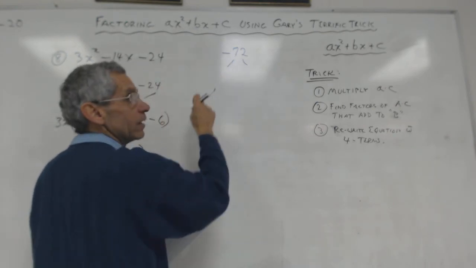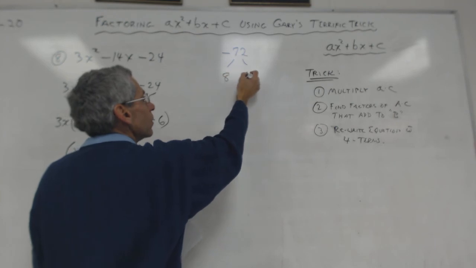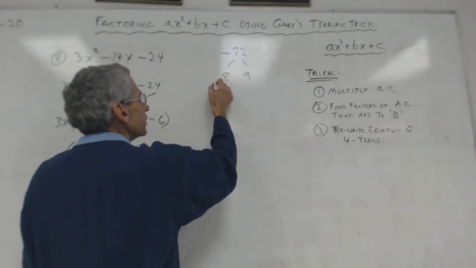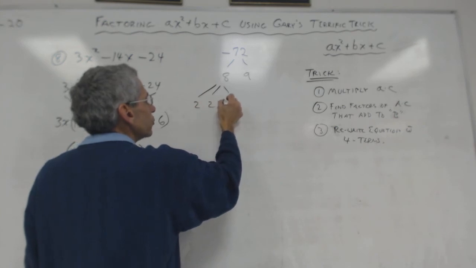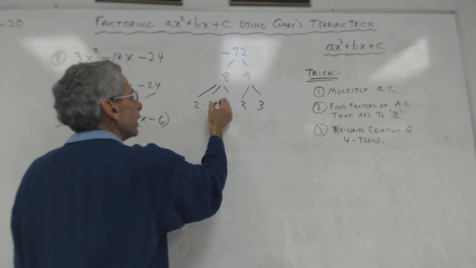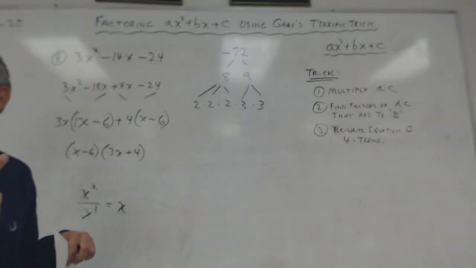So I know it says negative. I know one's got to be positive, one's got to be negative. But right now I'm just trying to figure out what do they equal. Well, I know 8 is the same as 2 times 2 times 2. And 9 is 3 times 3, right? So if I multiplied all those together, I would get 72.